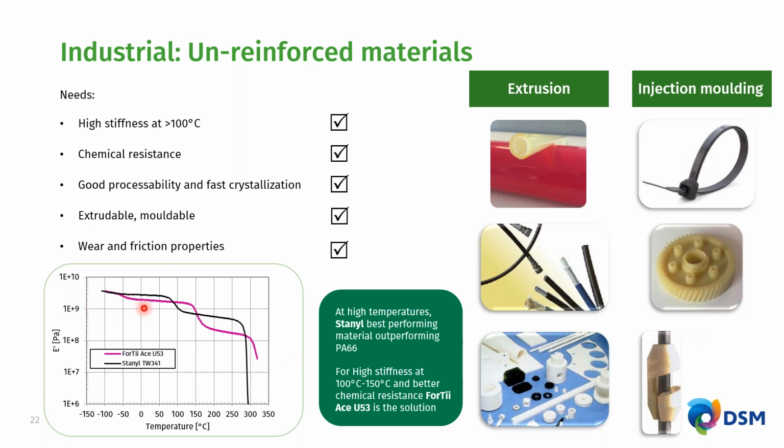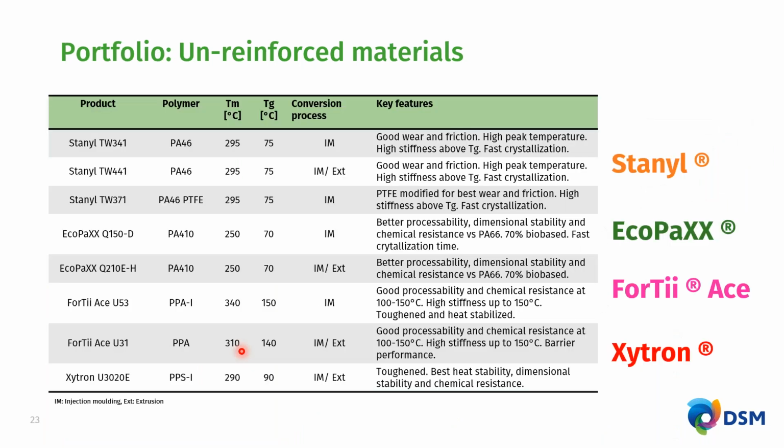Let's compare here modulus versus temperature for our Stanyl and 4OAs, both unreinforced grades. If you are looking for high stiffness and strength at temperature range 100 to 150, then 4OAs would be a candidate. Otherwise, Stanyl also performs very well at high temperatures, and it outperforms PA66. Again, a range of grades that we can offer.